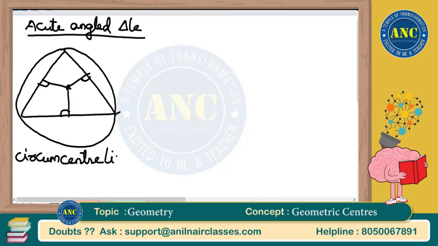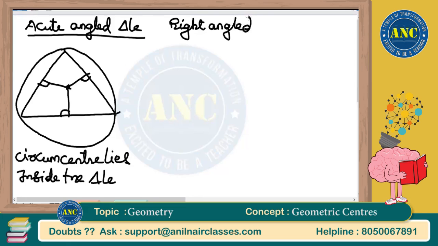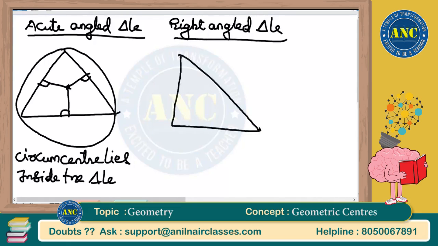Circumcenter lies inside the triangle. In an acute angled triangle, circumcenter lies inside the triangle. Suppose I take a right angled triangle, where one angle is 90 degrees.